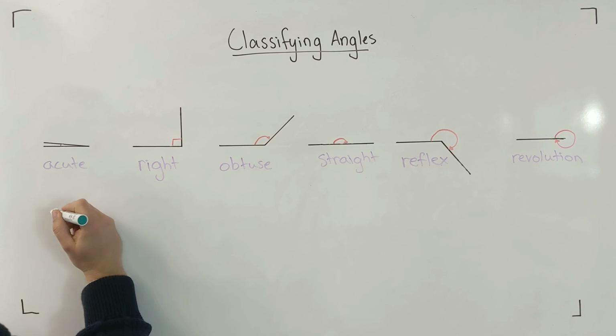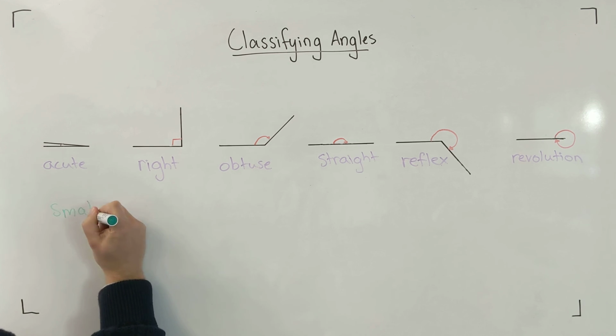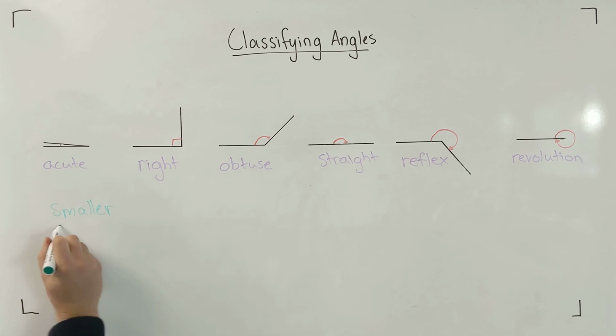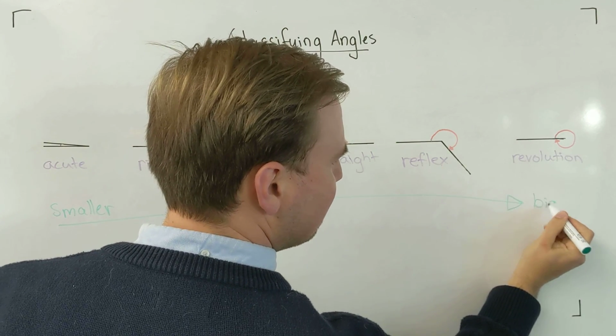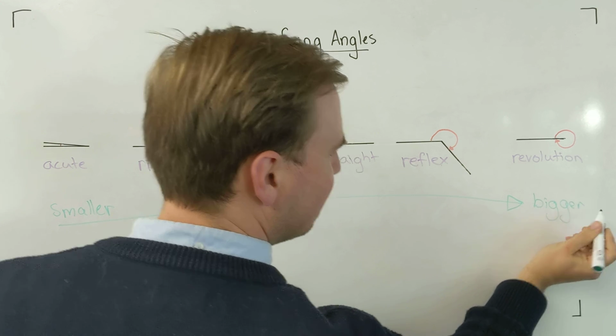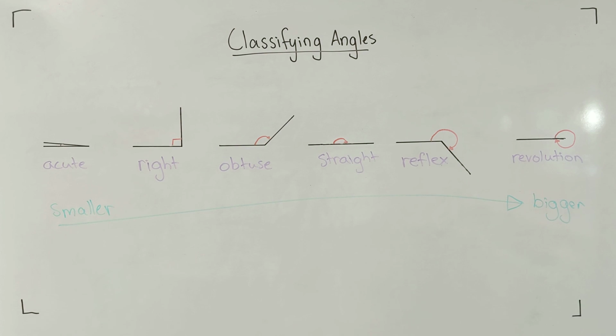So you can see that we've got smaller angles down this side, and they go all the way to get bigger on this side. And those are our different types of angles.